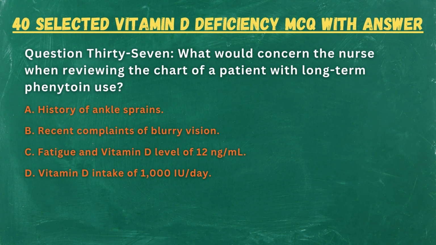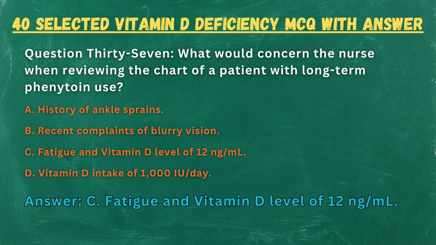Question 37. What would concern the nurse when reviewing the chart of a patient with long-term phenytoin use? A. History of ankle sprains. B. Recent complaints of blurry vision. C. Fatigue and vitamin D level of 12 nanograms per milliliter. D. Vitamin D intake of 1000 IU/day. Answer: C. Fatigue and vitamin D level of 12 nanograms per milliliter.